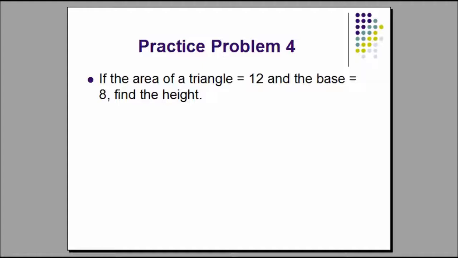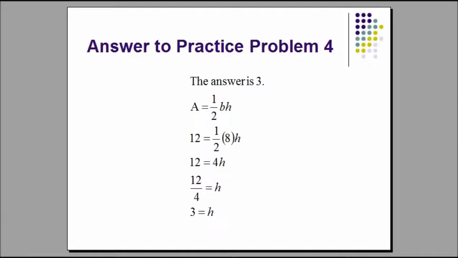Practice problem 4. If the area of a triangle equals 12 and the base equals 8, find the height. The answer is 3. A equals 1/2 base times height. We replace A with 12, which is the area of the triangle, and B with 8. This gives us 12 equals 1/2 times 8h. Simplifying gives us 12 equals 4h. Dividing both sides by 4 gives us 12 over 4 equals h, and of course 12 over 4 simplifies to 3.